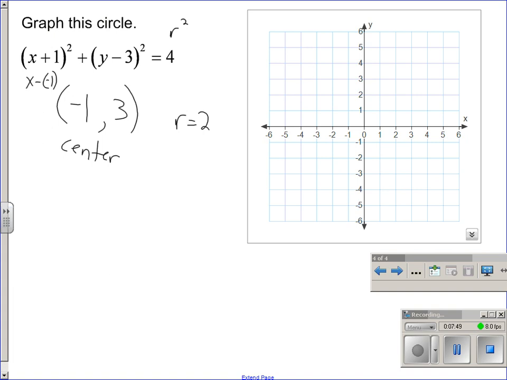So if we go to our grid, we got (-1, 3). There is our center. We have a radius of 2. So what I'm going to do is just go horizontal and vertical 2 units away from that center. That puts a point here, puts a point here, puts a point here, and here. There's the circle. Centered at the point (-1, 3), with a radius of 2.